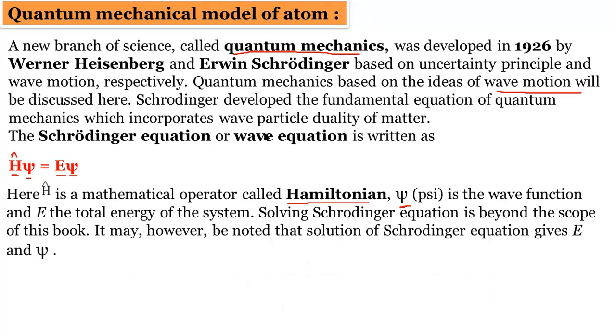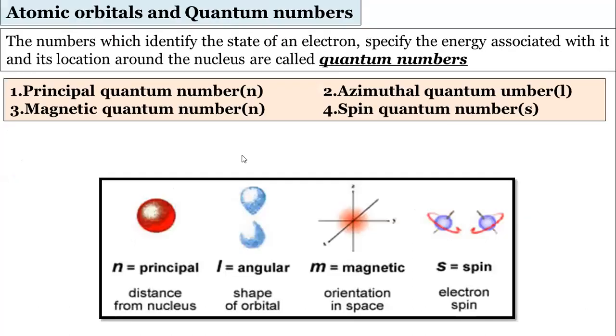Bohr said that electrons are revolving around the nucleus, but when these quantum numbers were developed, we got a clear-cut idea where the electrons are kept exactly, in which shell it is kept, then in which subshell, then in which orbital, and what is the orientation of this orbital, whether it is along the x-axis or the y-axis or the z-axis. So by studying these different quantum numbers, we will get the idea of where the electrons are kept around the nucleus. One by one, we will discuss these quantum numbers.